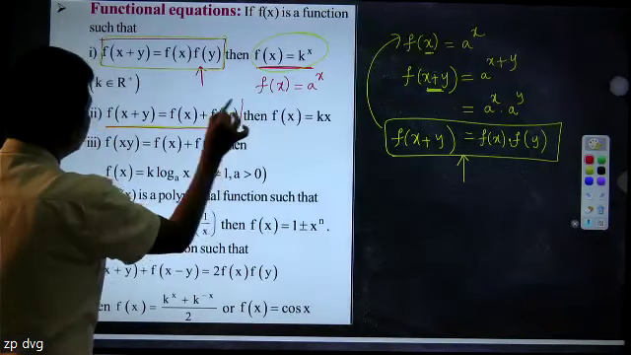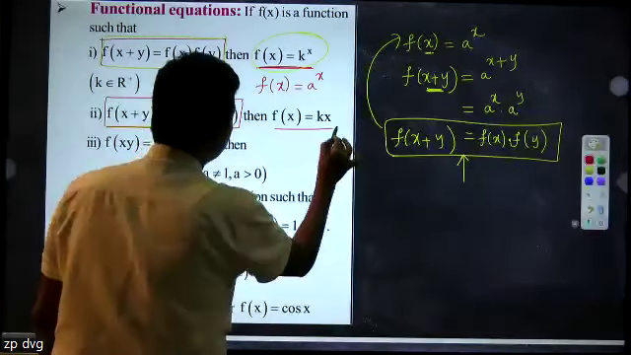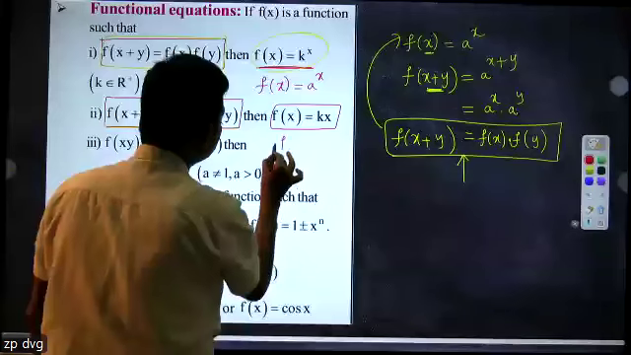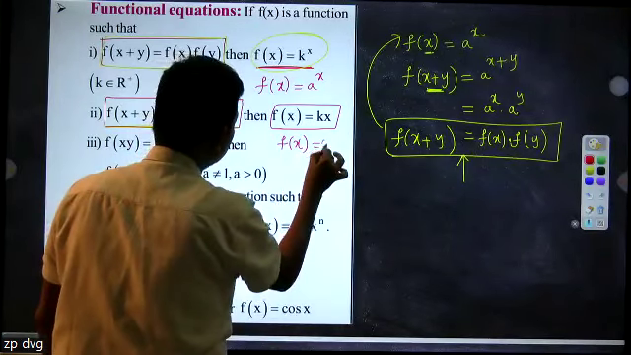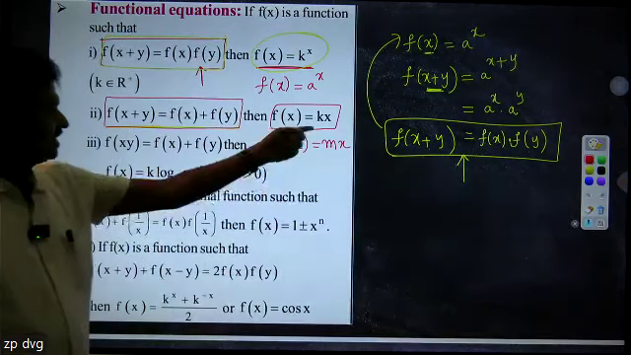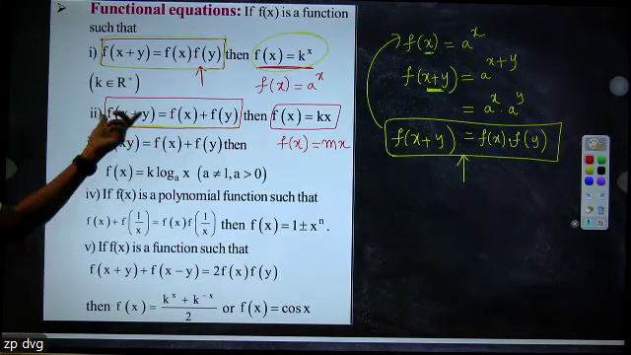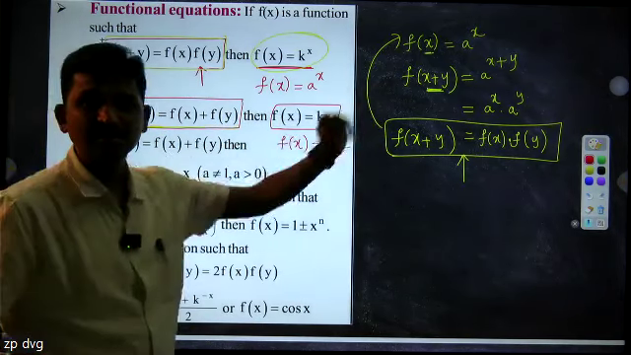What is the function satisfying this condition? f(x+y) = f(x) + f(y). That function is kx. We can take it as kx or as mx, it's up to your choice. Here k is some constant, m is also some constant. This function satisfies this condition. You can check easily like this, right?